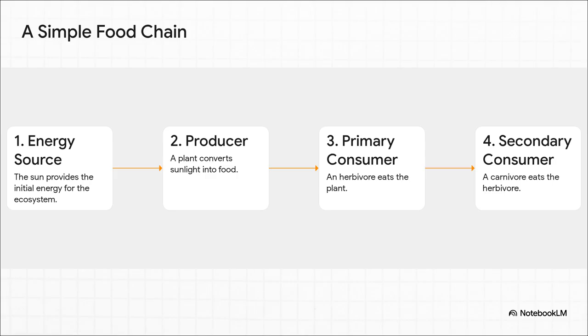It's a pretty simple, straight line. The sun's energy gets soaked up by a plant. A rabbit, that's our primary consumer, comes along and eats the plant. Then maybe a fox, a secondary consumer, eats the rabbit. See? The energy moves right up the chain.